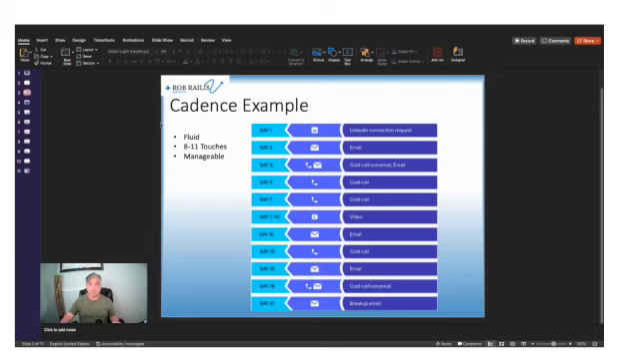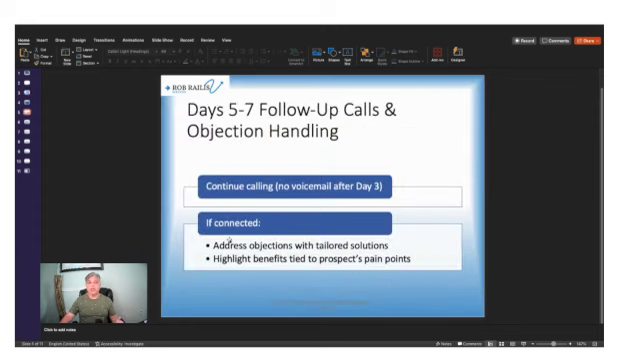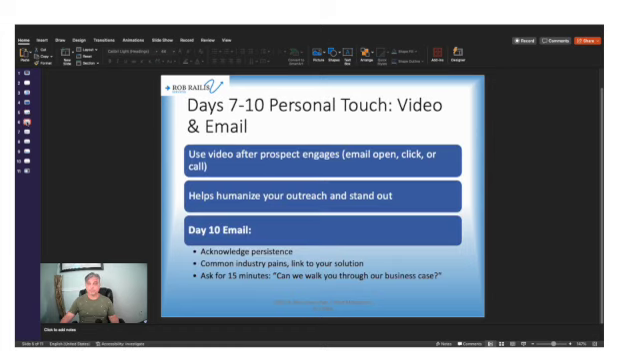Learn what you can so when you do have a chance to talk to the decision maker or whomever you're speaking with, you can address objections and highlight the benefits tied to the pain points.